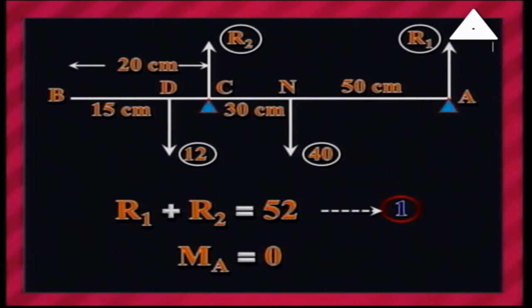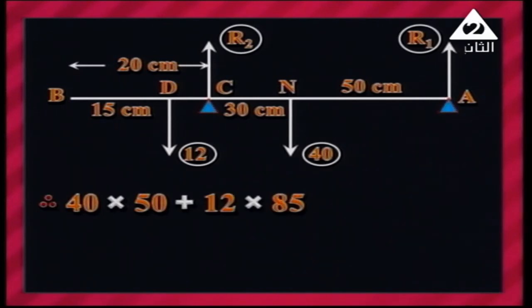My dear student, we have two methods. The first method: if we find the value of R1, we must take moment about C to remove R2. If the required is R2, we take the moment about A to remove R1. We have two conditions. The first, R1 plus R2 equals 52. This is equation number 1. Then the moment about A: 40 times 50 plus 12 times 85 minus R2 times 80 equals 0.